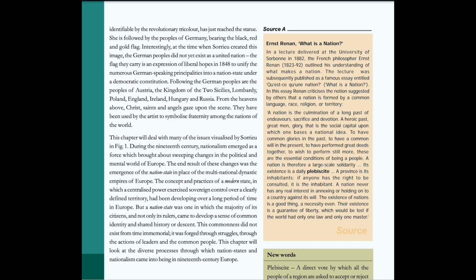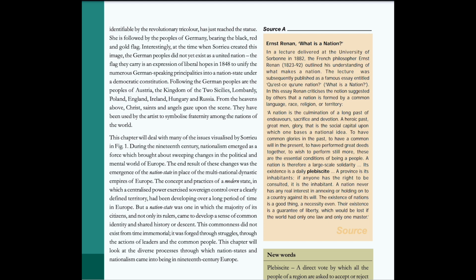Following the German peoples are the peoples of Austria, the Kingdom of the Two Sicilies, Lombardy, Poland, England, Ireland, Hungary, and Russia. From the heavens above, Christ's saints and angels gaze upon the scene. They have been used by the artist to symbolize fraternity among the nations of the world. This chapter will deal with many of the issues visualized by Sorrieu in Figure 1.